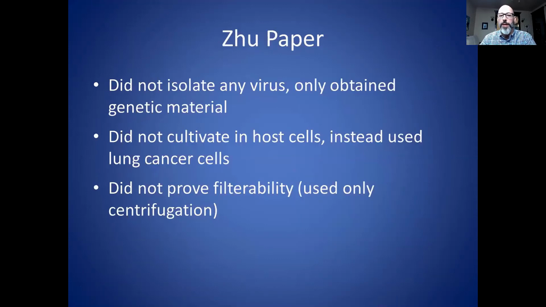So let's move on to the next of the 3 papers. The Zhu paper, once again, no virus was isolated. They obtained genetic material. They didn't cultivate in host cells, and this time they used lung cancer cells. Now, they don't call it that in the paper. What they say is that they are lung epithelial cells taken from biopsies of lung cancer patients. I don't think it takes too much to realize that there are going to be cancer cells in there. And one thing that we know about cancer cells is that they make lots of exosomes. So this would provide particles that could be seen under the microscope and confused with other particles. And once again, they did not prove filterability.